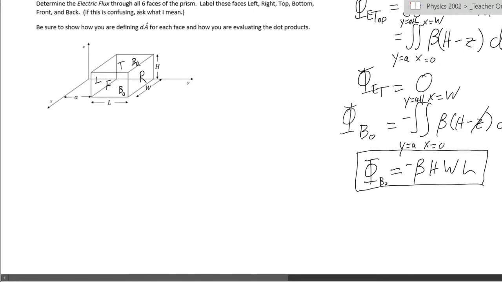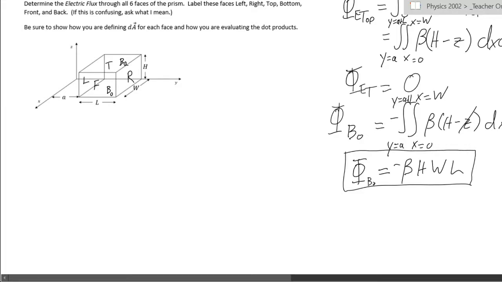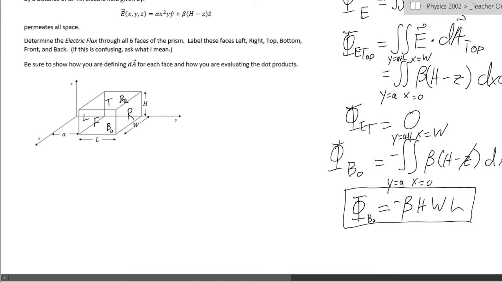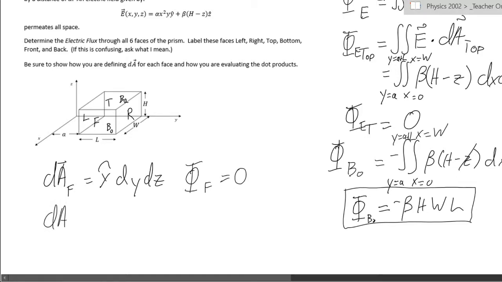Now let's look at our front and our back face. The dA for the front is going to be x hat dy dz. But our electric field does not have a component in the x direction, so that dot product is 0. So phi sub f, the front face flux, is going to be 0. And the same thing for the back, because this one is going to be minus x hat dy dz, and so phi sub back is equal to 0. So we only have two left.